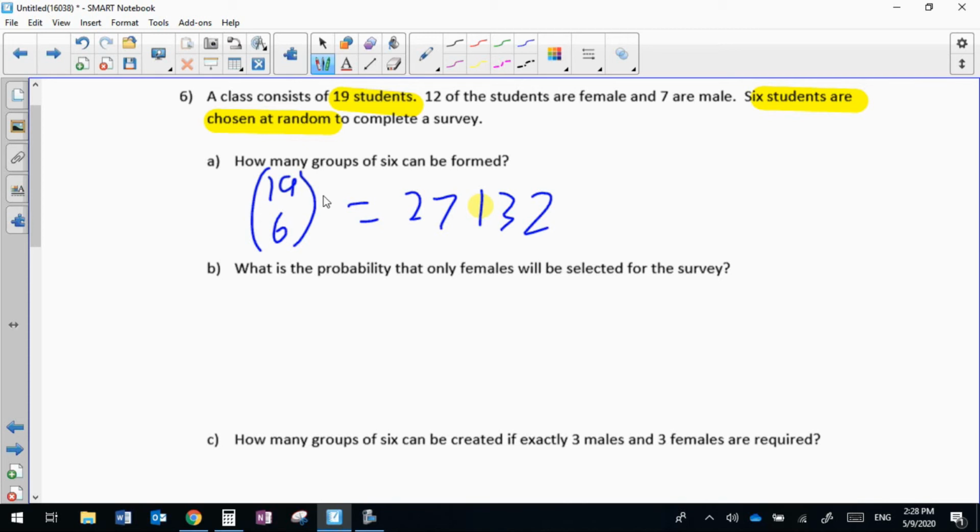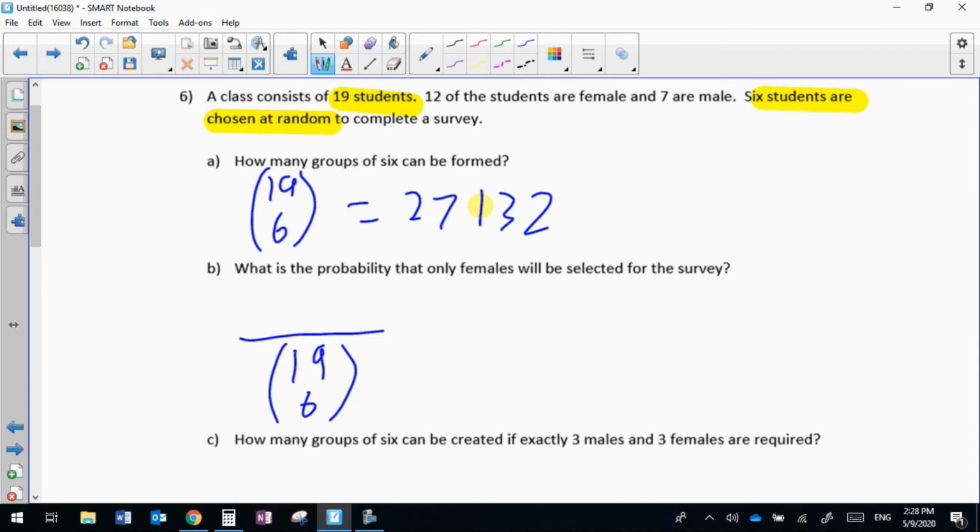Now we get into probability. What's the probability that only females will be selected for the survey? Well, our total outcomes is that 19 choose 6. There are 27,000 outcomes. How many of those outcomes are all female? Is that a possibility? That is a possibility that all 6 of them could be females.